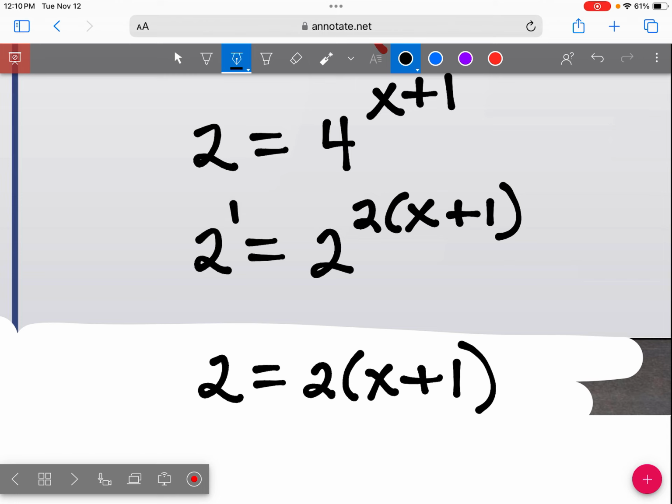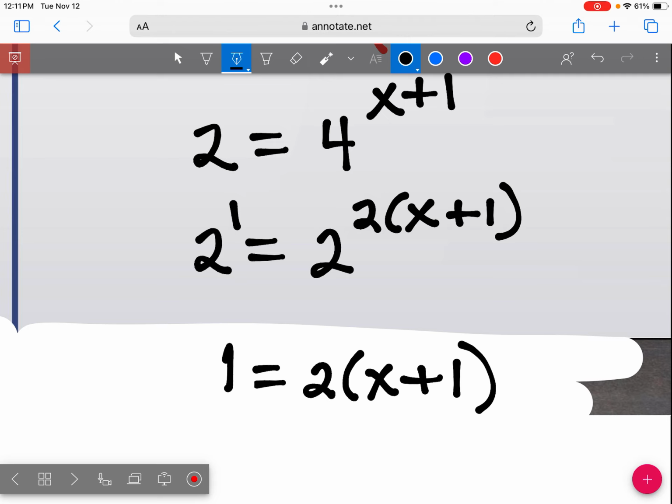Oh, you're right. It's a 1. Thank you. I was going to say divide the 2, but that doesn't work now. So we're going to distribute the 2. I mean, you could still divide it, and it'd be 0.5 equals x plus 1, but who would divide the 2? I'm just curious. Would anybody divide the 2?